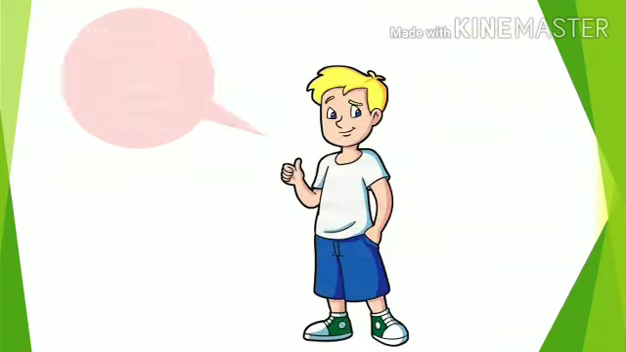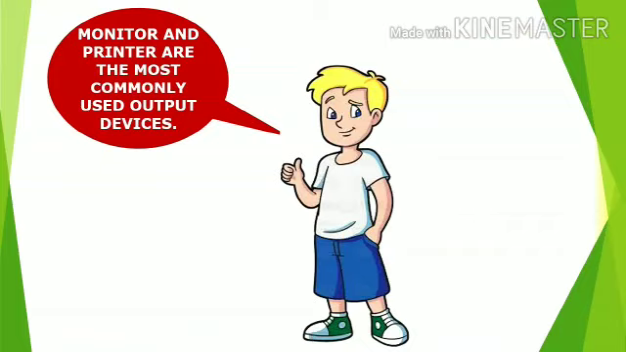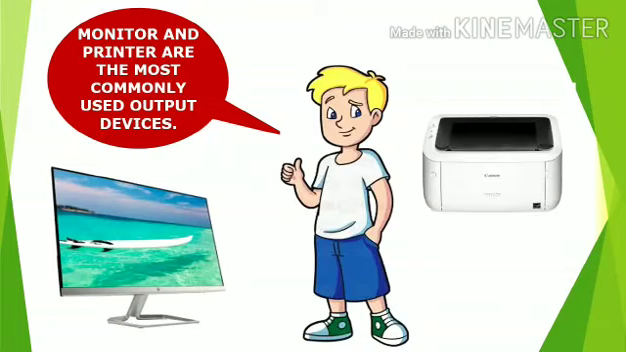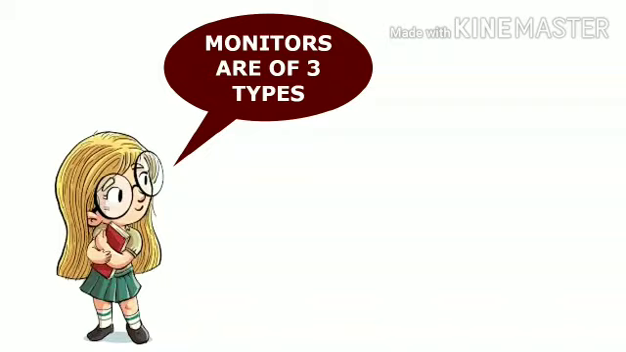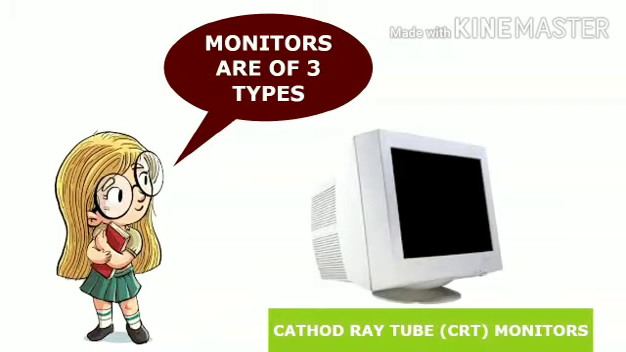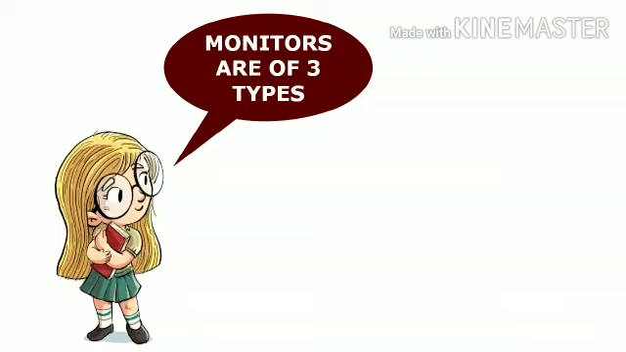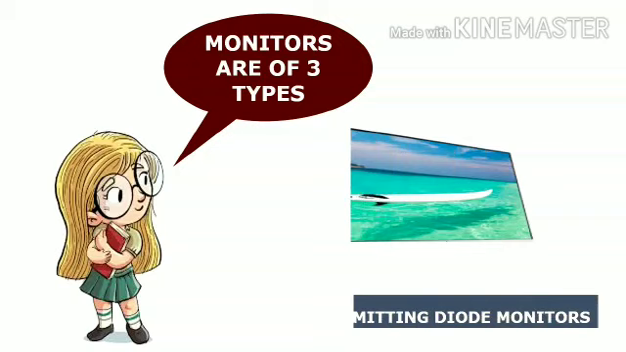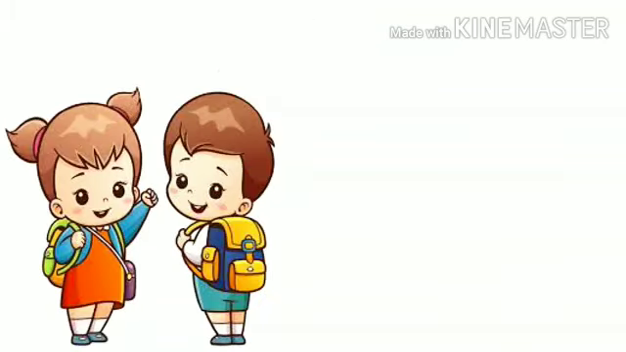Output device is used for displaying or printing the processed data in a user readable form. Monitor and printer are most commonly used output devices. Monitors are of three types: cathode ray tube monitors, LCD monitors, and LED monitors.